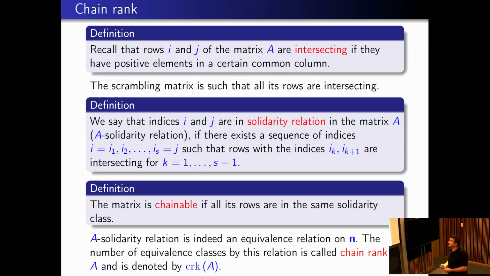In graphs, we were doing a lot, and algebraically. So there is one step further, which will give us another important invariant. Remember, in a scrambling matrix, we were speaking about couples of rows which have elements in a common column. Here, I could speak about a more general situation.